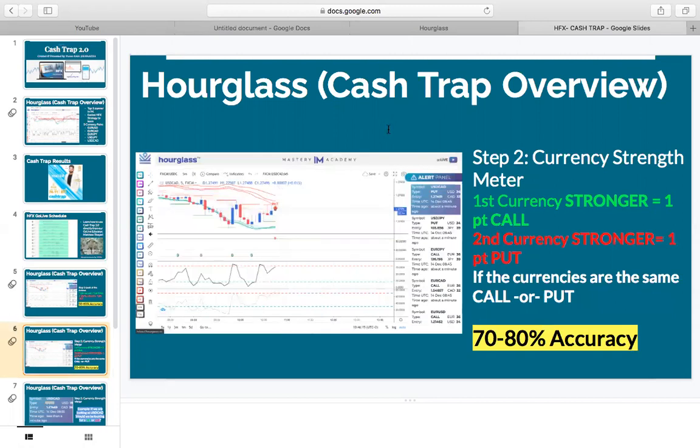Step 2, currency strength meter. The first currency is stronger equals 1 point for a call. So that means if the primary currency is stronger, that's 1 point for a buy, AKA a call. If the secondary currency is stronger, that's 1 point for a put, as far as sell, looking for selling positions in the market. If the currencies are the same, it's a call or put. It's either or. 70 to 80% accuracy.